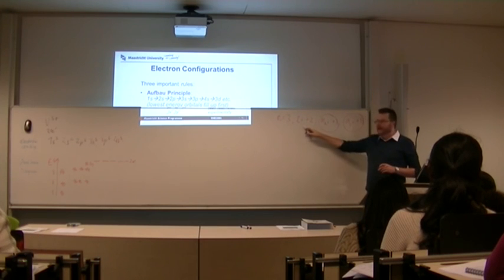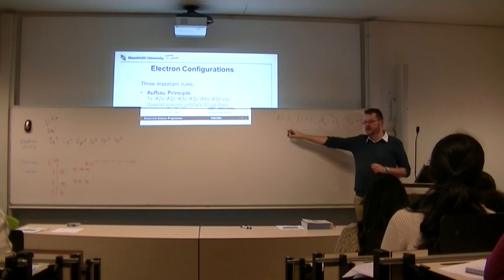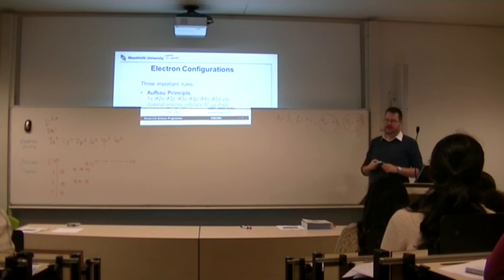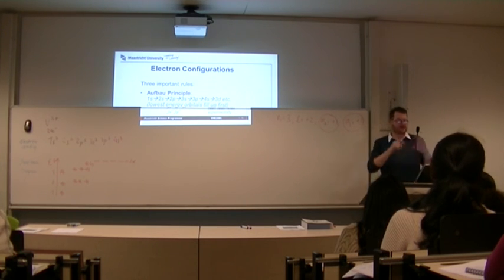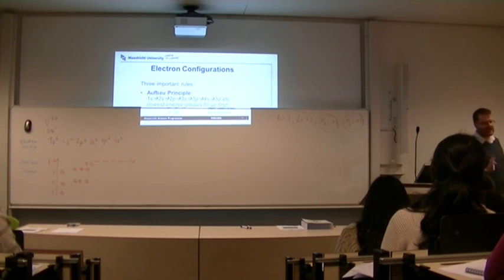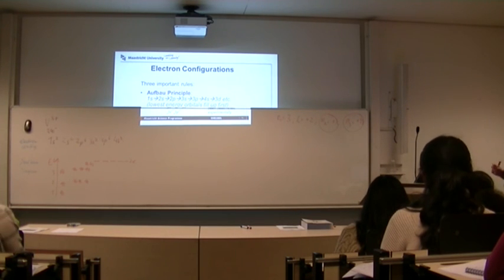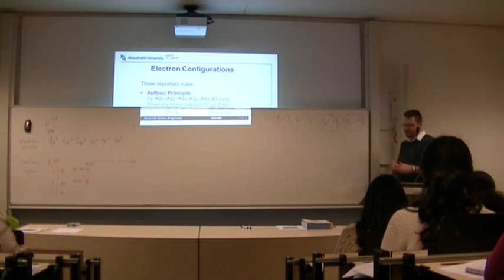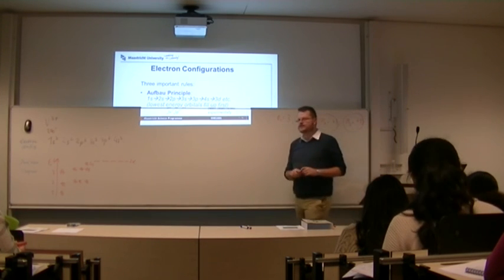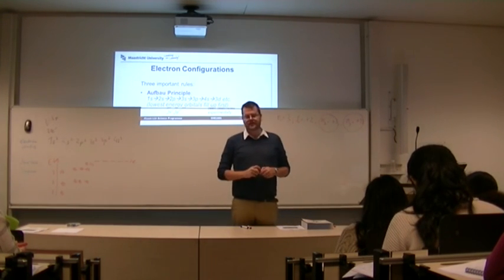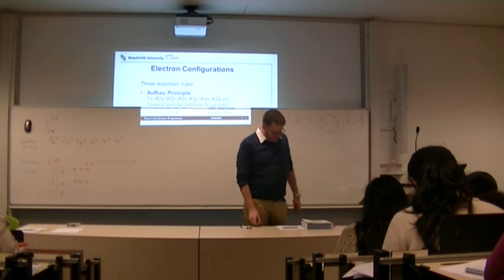If n equals 3, l can be plus 2. That's allowed, right? Because we're in the third energy level. But this is not allowed. So that's the sort of thing you've got to really understand intimately: the relationship of these quantum numbers with respect to each other. Okay?